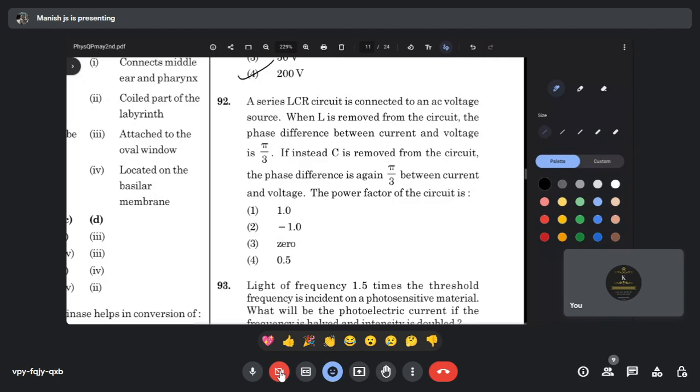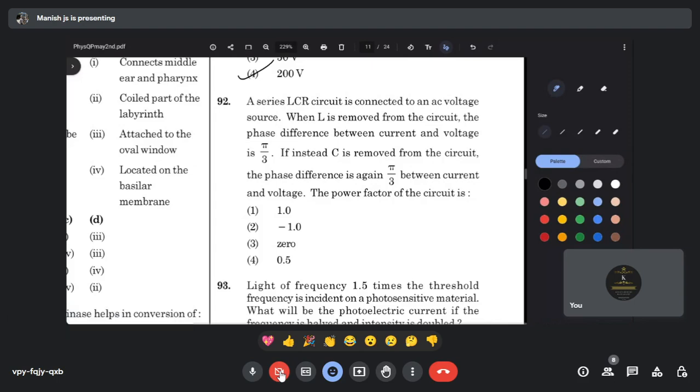Sir, I have a doubt. Yes. Sir, are RLC and LCR both the same? Both are the same. The way they represent or denote it in some questions may be different, but both are one and the same. All right? So this is the question.